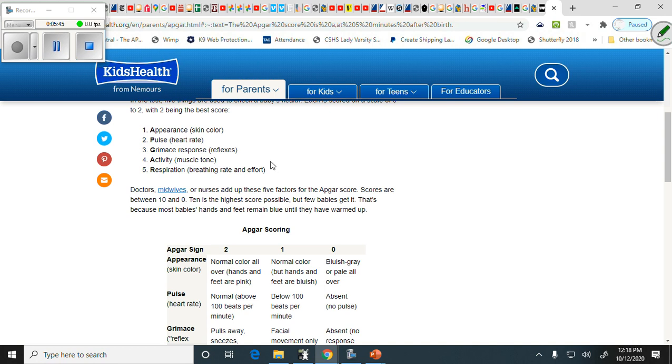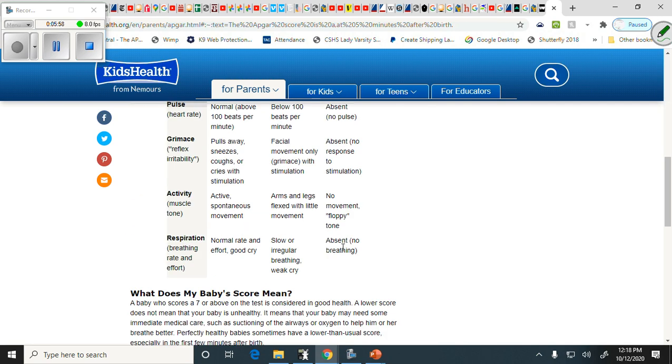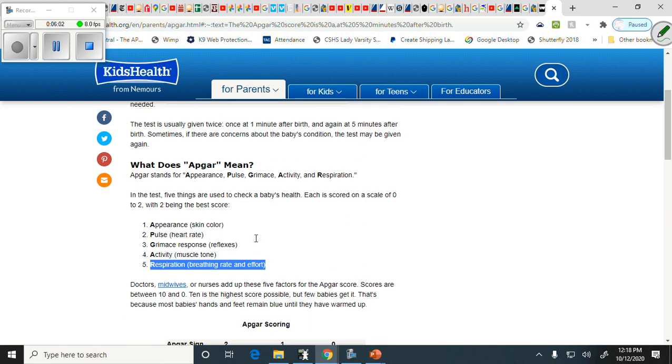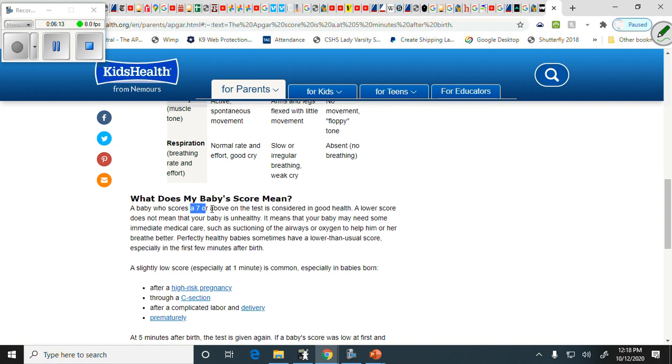So you could read some of this or Google it yourself, but basically when a baby is born, they're quickly graded on a 0, 1, or 2 scale. For example, for respiration, if they're not breathing, they get a 0. If they have irregular breathing, they get a 1. If it's normal, they get a 2. And so each of these categories could be a 0, 1, or 2, and it's a quick way of identifying if the baby's in distress. It says here, babies who get a 7 or more are considered in good health.